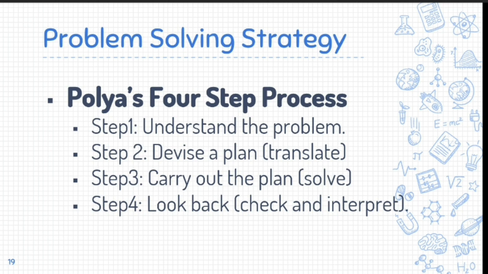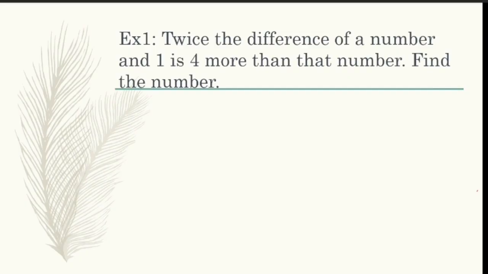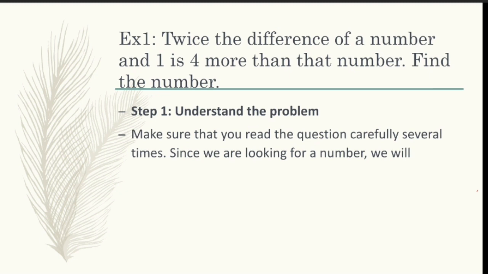In this step, you need to check to see if all the information is correctly used and that all answers make sense. Example 1: twice the difference of a number and 1 is 4 more than that number. Find the number. So, step 1, understand the problem. Make sure that you read the question carefully several times. Since we are looking for a number, we let x be the number.